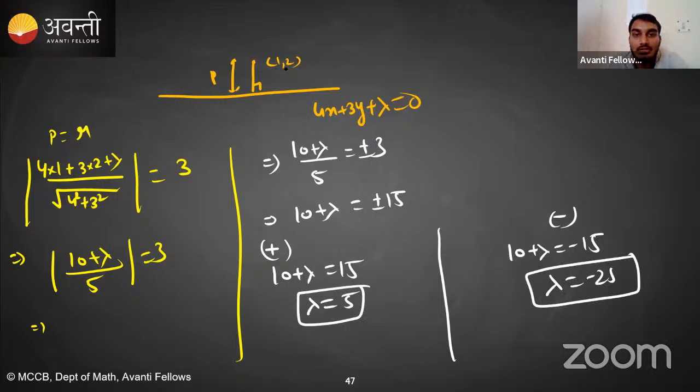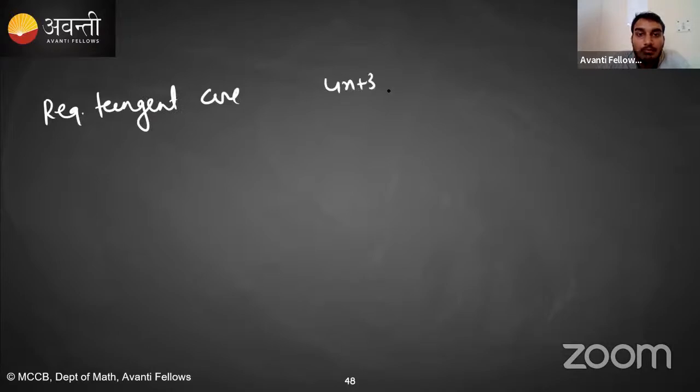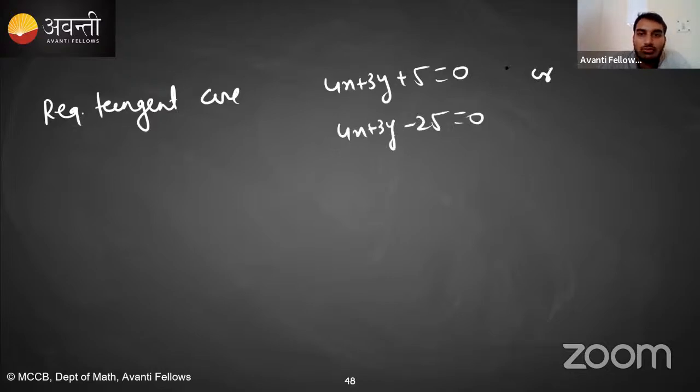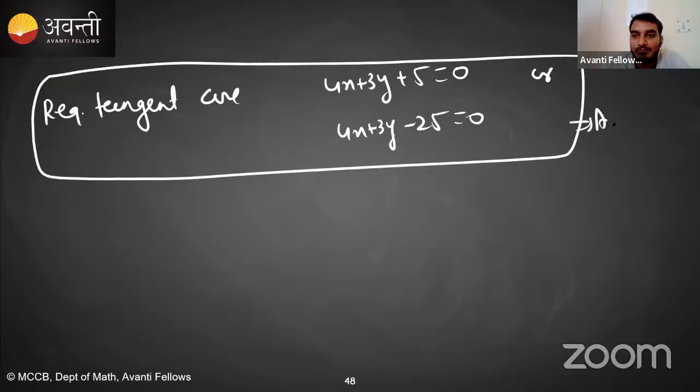So it implies there are two such tangents. Yes or no? So hence the required tangents are 4x plus 3y plus 5 equal to 0, or 4x plus 3y minus 25 is equal to 0. So these two are the required tangents. This is the answer. Is this clear? Everyone, is this clear? Right?